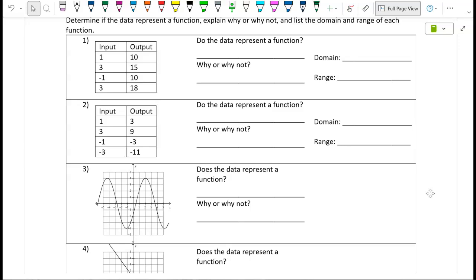If your x value repeats and has two different outputs with it. That is what we are focusing on, because remember, we say it's a function if each input has exactly one output. So we're looking at the table. So if I look at this table of values here, does each input have exactly one output? Where does that fail here?